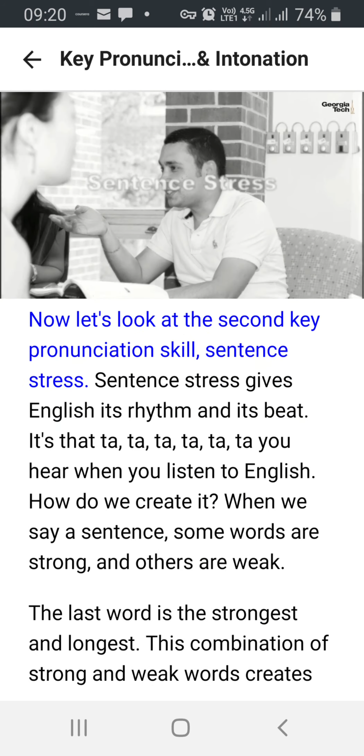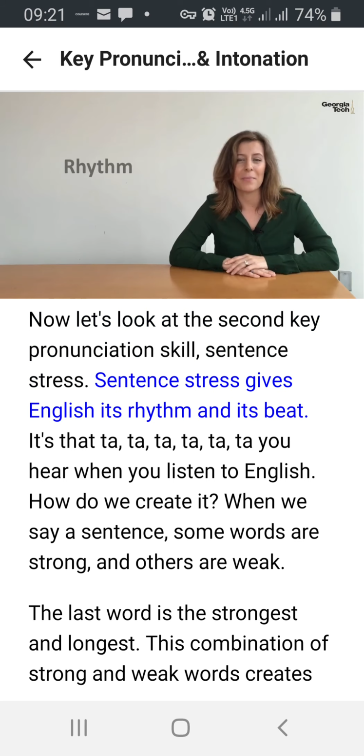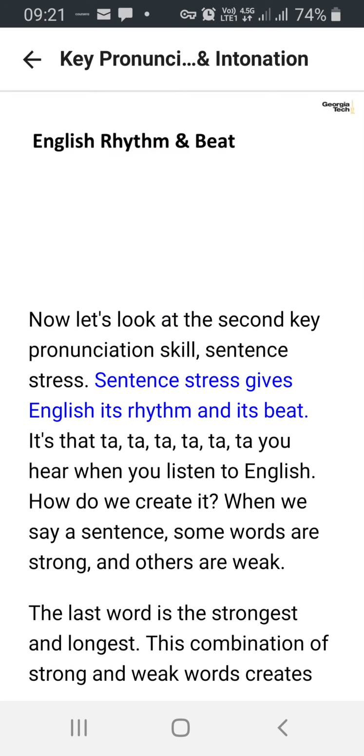Now let's look at the second key pronunciation skill, sentence stress. Sentence stress gives English its rhythm and its beat. It's that ta-ta, ta-ta, ta-ta you hear when you listen to English. How do we create it?